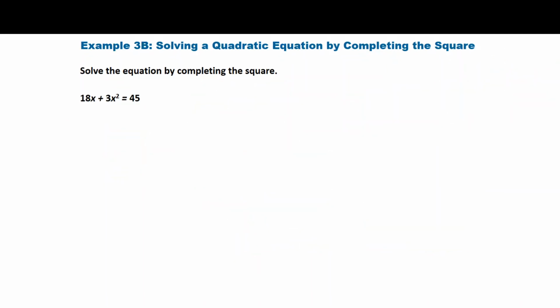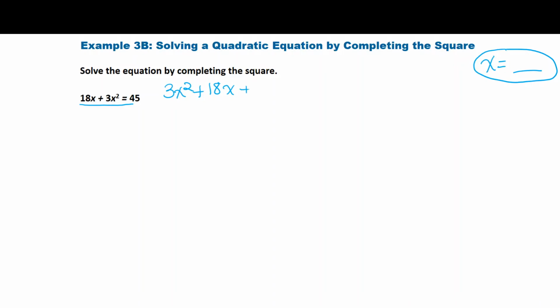Let's try this example together. Solve the equation by completing the square. When we see the word solve, that tells us that what we're looking for is x equals some constant. So this is our goal here, to get x equals something. The first thing I want to do when I see this is rewrite it just a little bit so it's closer to our standard form. So I'm going to just say 3x squared plus 18x.